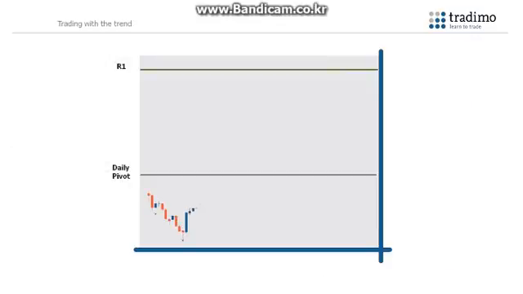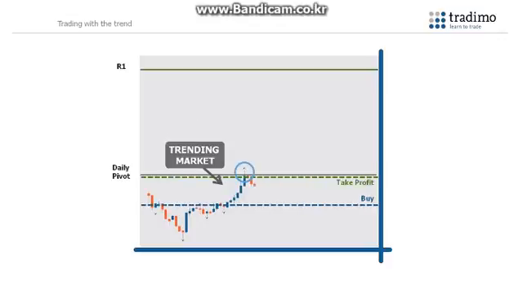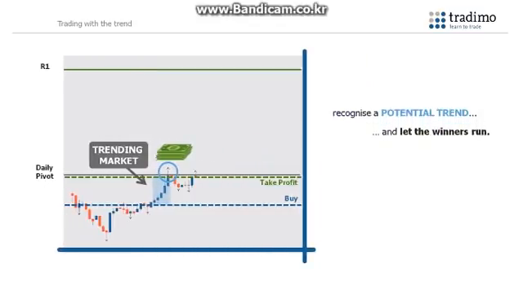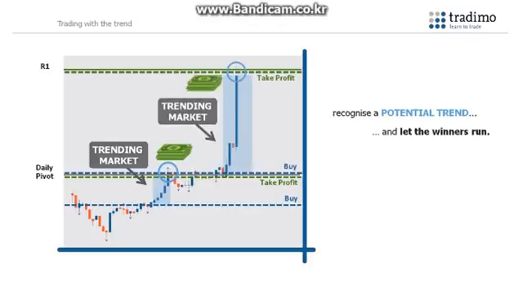The beginner strategy works best when there is a trending market. The nature of the beginner strategy is to capture part of that trend and make consistent profits. To know when you can let the winners run, you need to be able to recognize when a potential trend can occur.